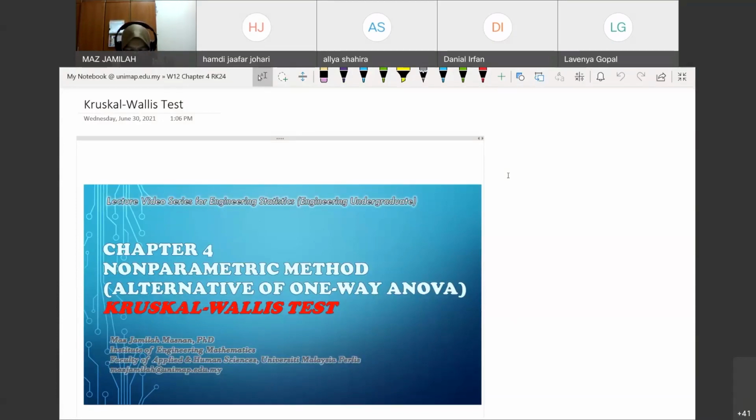you use? If the data is not normal, that will be the main reason. If the data is not normal, then you're going to choose the Kruskal-Wallis test. Let's see what the details are about this particular test.